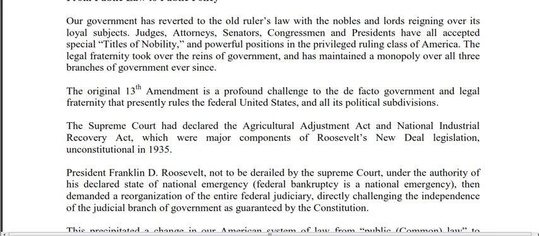The original 13th Amendment is a profound challenge to the de facto government and legal fraternity that presently rules the federal United States and all its political subdivisions. The Supreme Court declared the Agricultural Adjustment Act and National Industrial Recovery Act, which were major components of Roosevelt's New Deal legislation, unconstitutional in 1935.